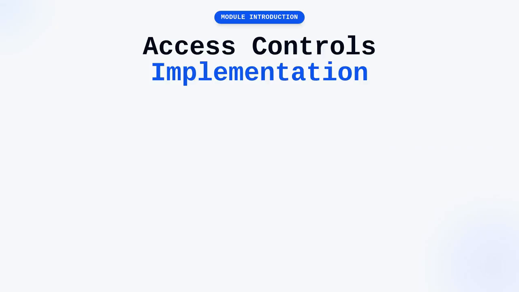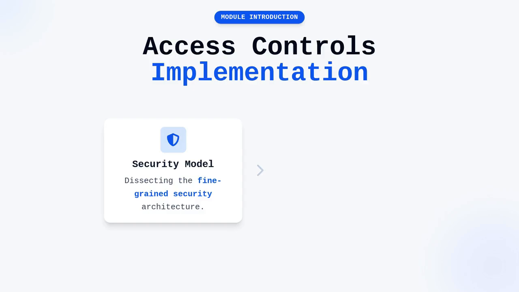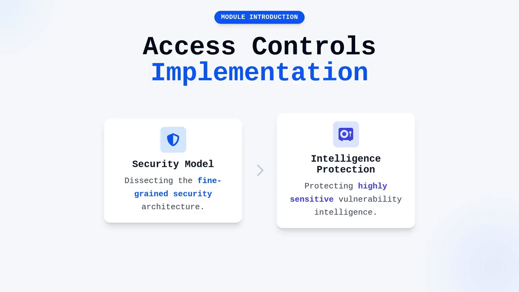Welcome back. We are now entering the chapter dedicated to access controls implementation. In this series, we will dissect the fine-grained security model that governs how your organization protects highly sensitive vulnerability intelligence.